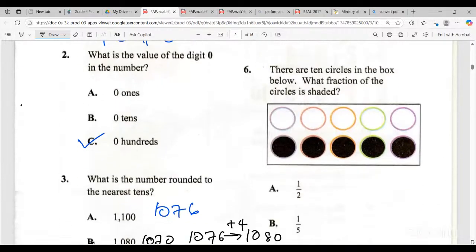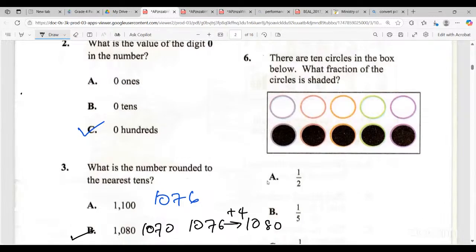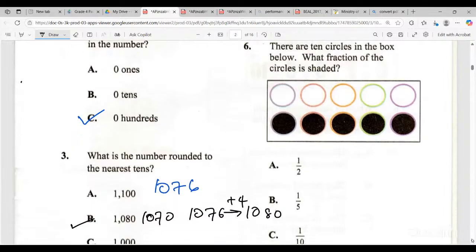All right, number 6. There are 10 circles in the box below. What fraction of the circle is shaded? Let's small it up a bit so you guys can see all the options. Or I can go up a little more. Is it 1/2, 1/5, or 1/10?